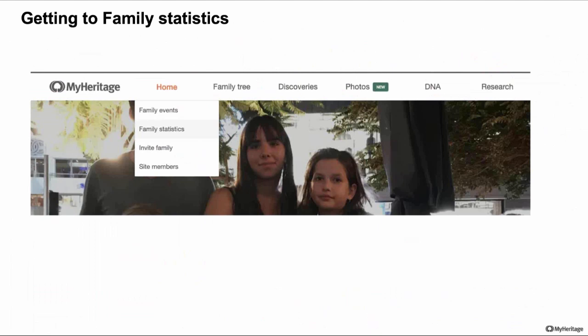How do you even get to the family statistics page? We have a main menu. The first item there is called Home. If you hover over it, you'll see that there's a few sections. The second one is called Family Statistics. Click there and you will get to the Family Statistics page.